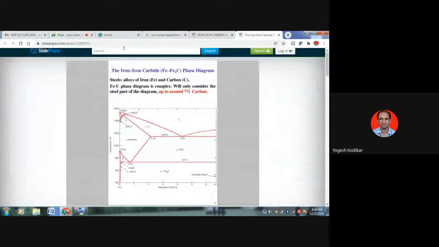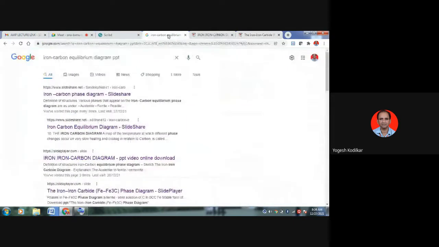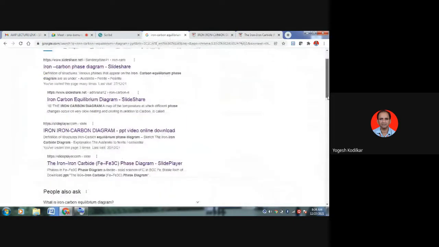As per the carbon percentage changes, right from 0% up to 6.67%, so as there is a change in carbon percentage, there is also a change in temperature. There are different phases of iron. There are different phases of carbon. You can see this part of the iron carbon equilibrium diagram.